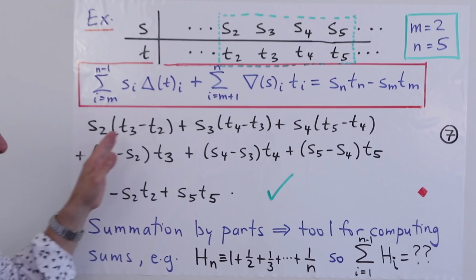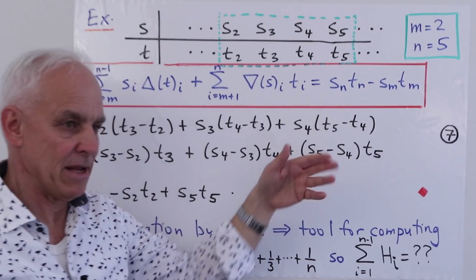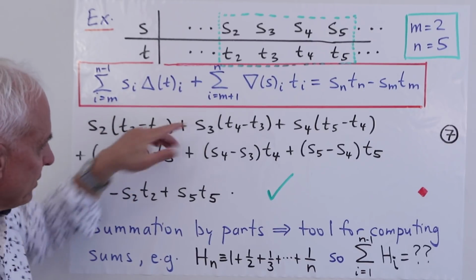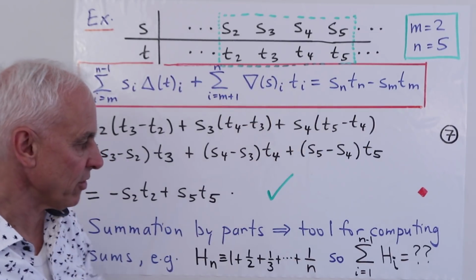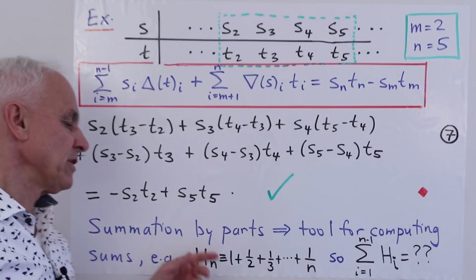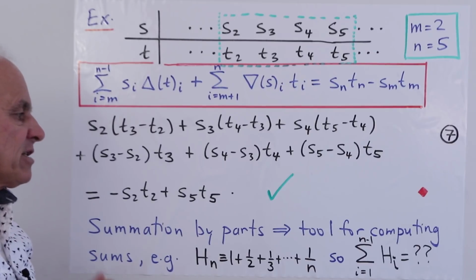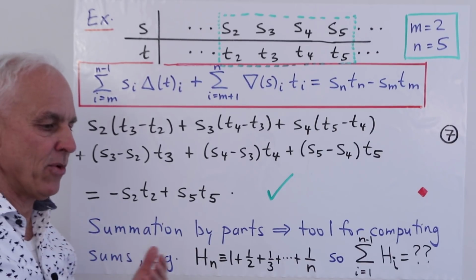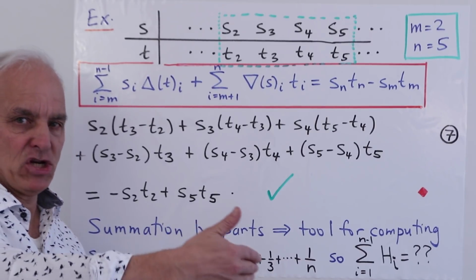Okay, so I think the pattern is kind of clear. If we went further on, it's the same pattern. Things here cancel with that, and those things cancel. So everything cancels except for the very first term here and the very last term there. Okay, so this is a very useful tool for summing. And it's especially interesting or useful when one of the sequences that we are considering is itself a summation.